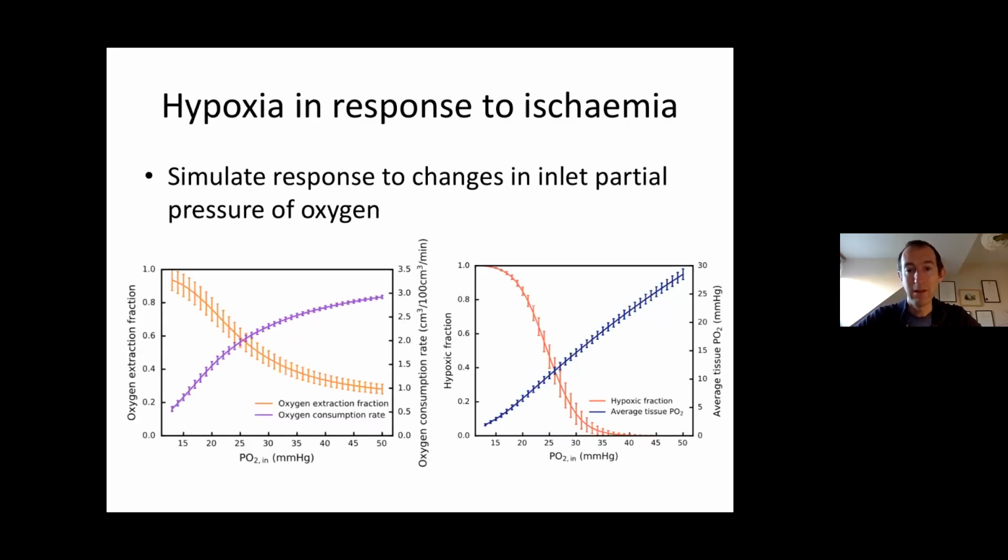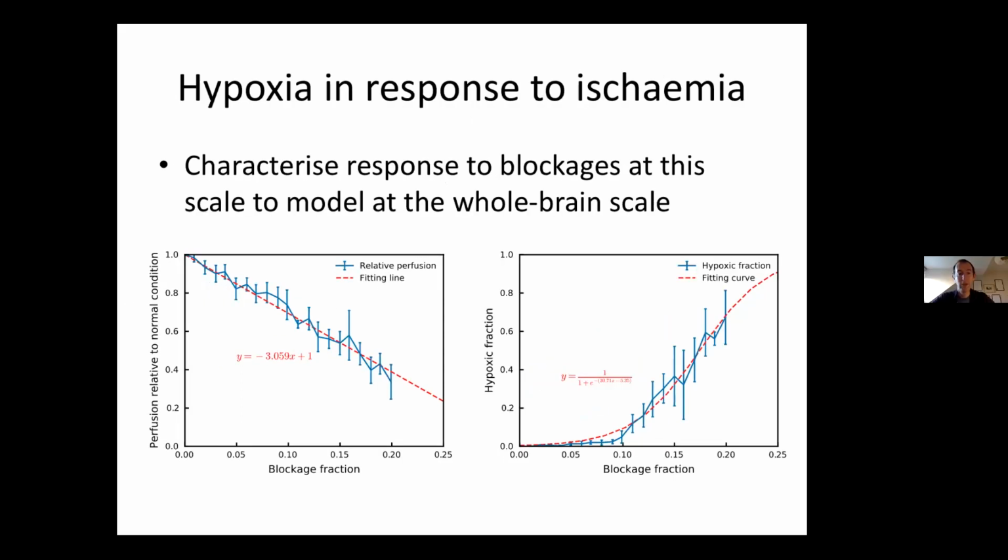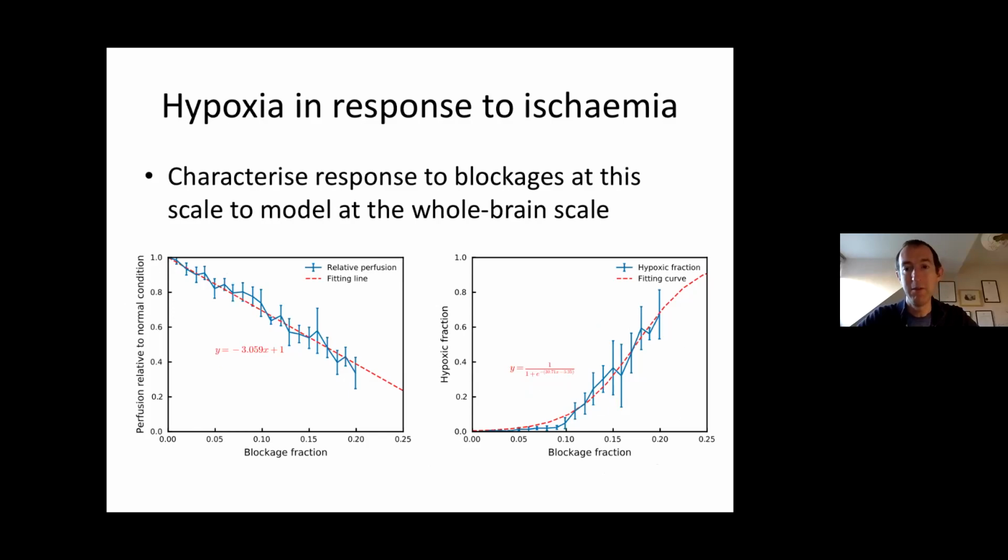What's interesting is that the slope of this line isn't 1, as you might expect. It's about 3, which means for every 1% of vessels that you block, you reduce your perfusion by about 3%. And this is in really good agreement with other studies that have been published in the literature. So that was very encouraging when we got this result out.